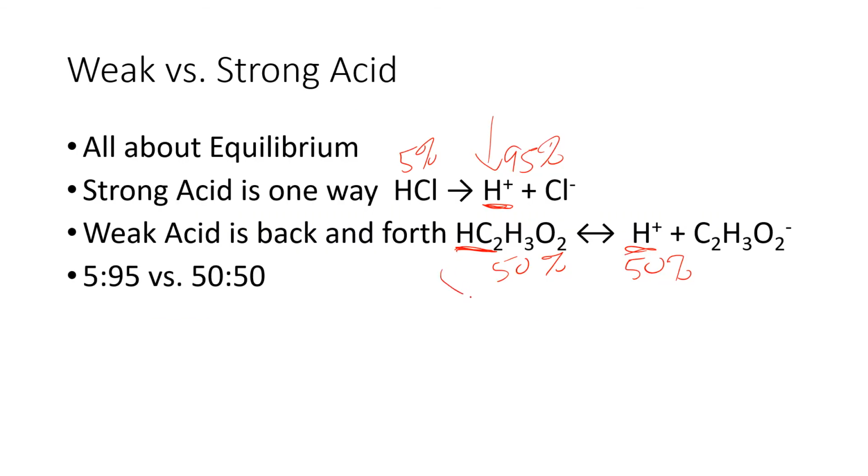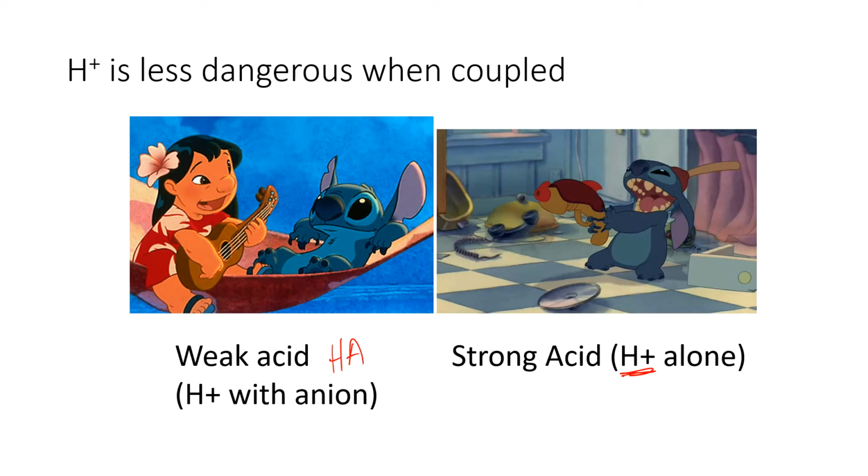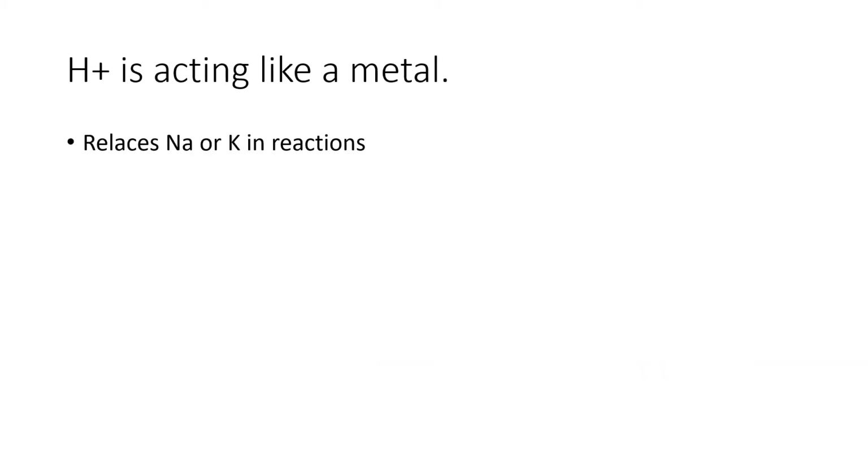So here, if you have an acid that stays with its acetate anion, or if you have an acid that stays with its citrate anion or whatever, it's going to be a weak acid because this anion is going to help keep it calm and not go do all the damage.